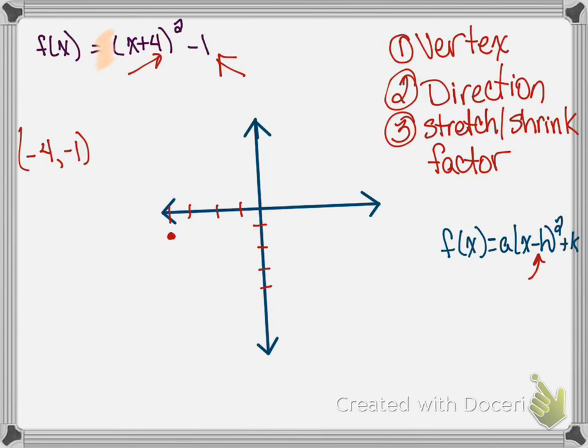Well, the formula is x minus h, okay? So if I were to rewrite this, I would have f of x equals 1 times x minus negative 4, minus 1, okay? So this minus right here is part of the formula. So my value for x is negative 4. That's why it's negative 4. But my a here is 1, so that means it opens up. And there's no stretching or shrinking factor. I am not a great artist when it comes to parabolas.